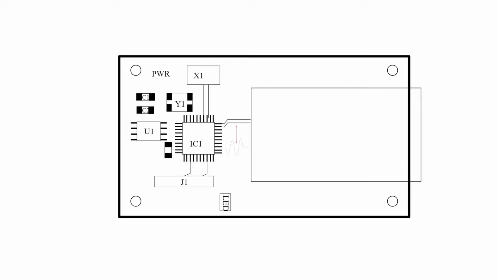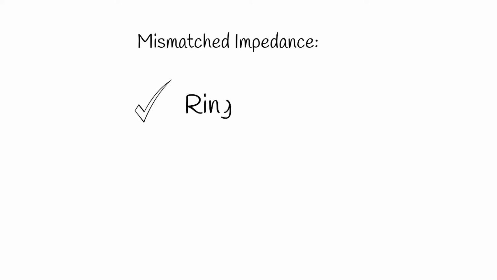If signals are too close together, it may produce unwanted coupling or crosstalk. Some signals may also need a specific impedance. Mismatched impedance in critical traces can cause ringing and additional noise throughout your design.